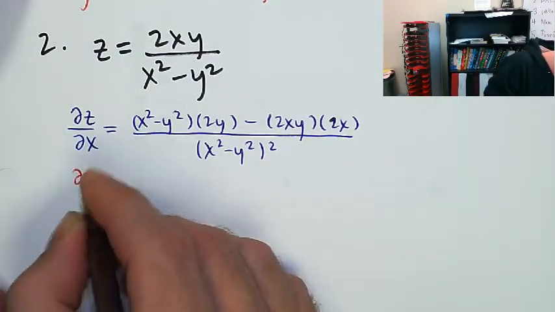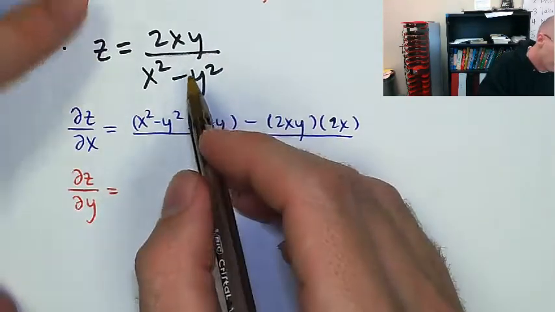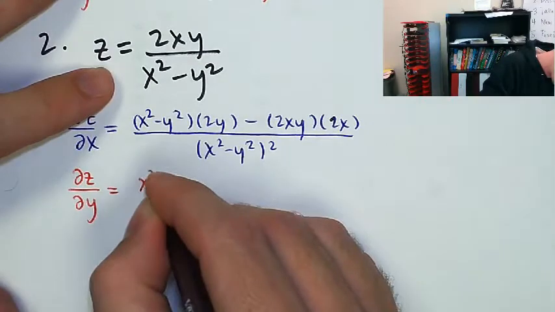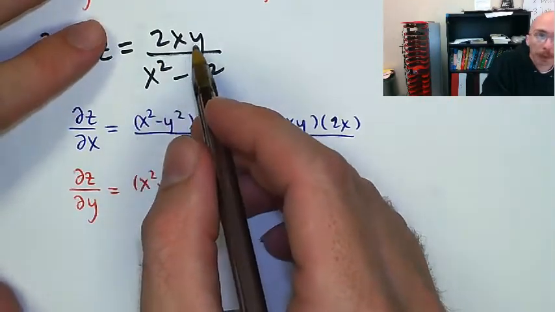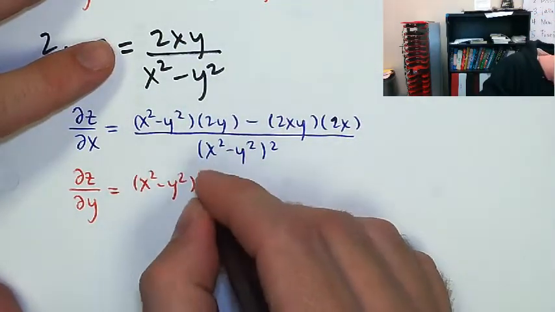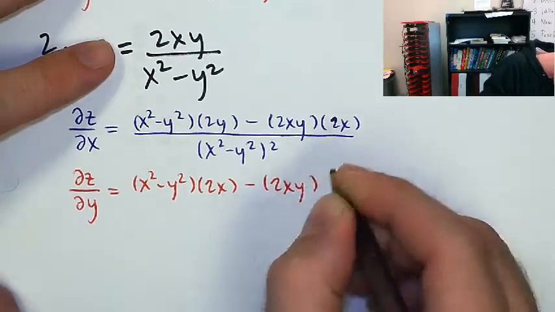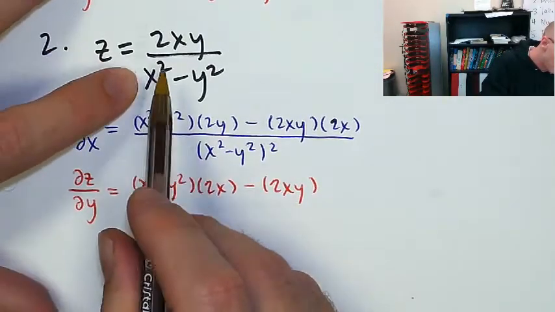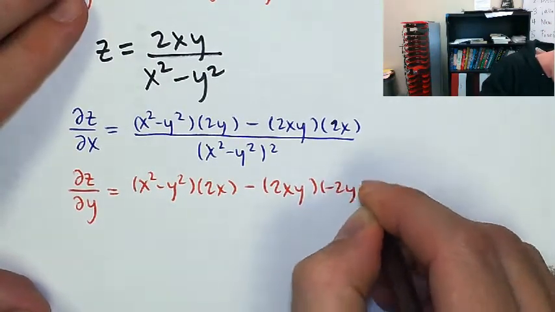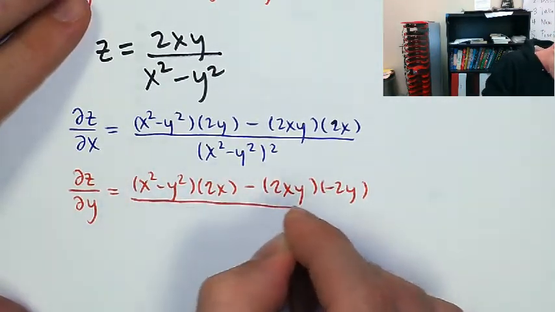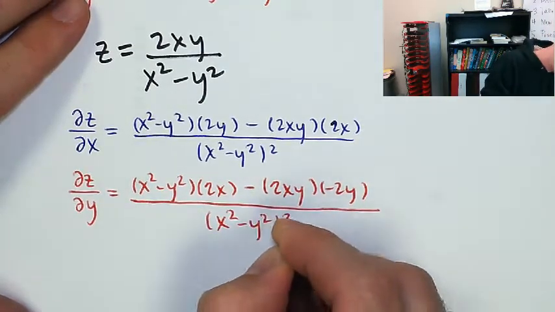And then the partial derivative of z with respect to y is going to be, all right, bottom times the derivative of the top. The derivative of the top with respect to y is just going to be that 2x. Minus the top times the derivative of the bottom. The derivative of the bottom would be 0 minus 2y with respect to y. And bottom squared.